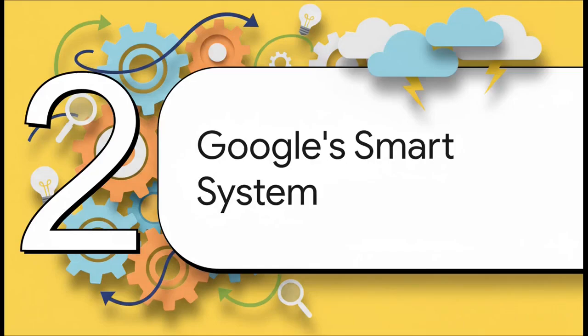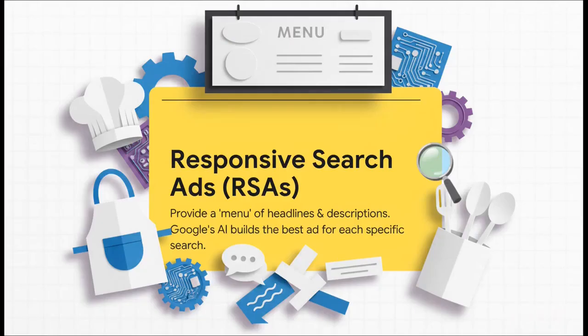Thankfully, Google realized this was a huge problem, and they built a much smarter system to fix it. And that solution is called responsive search ads, or RSAs for short. Honestly, the easiest way to think about them is like a menu at a restaurant. Instead of serving just one fixed dish, you give Google's AI a whole menu of ingredients, a bunch of different headlines and descriptions. Then, Google's AI acts like the chef, mixing and matching those ingredients to create the perfect custom-made ad for each and every person who searches.